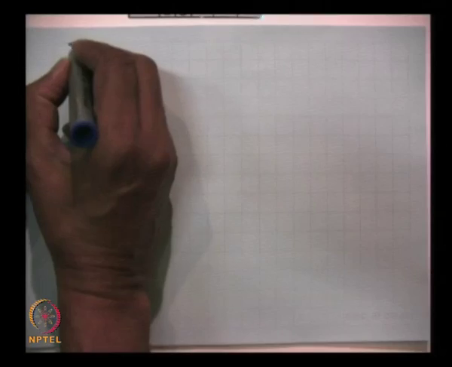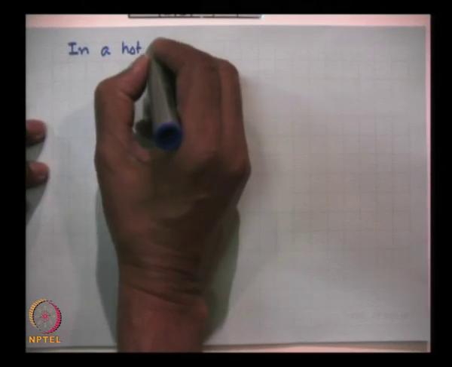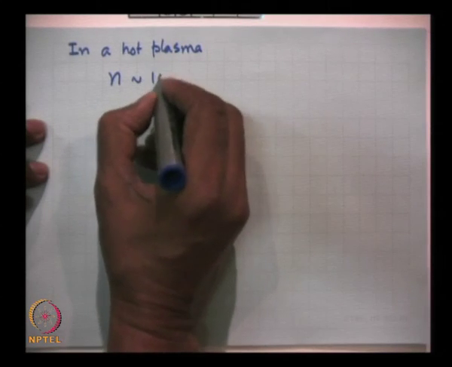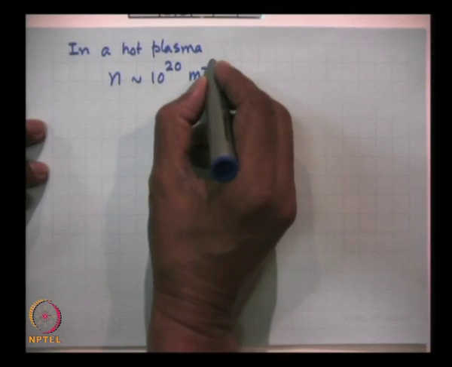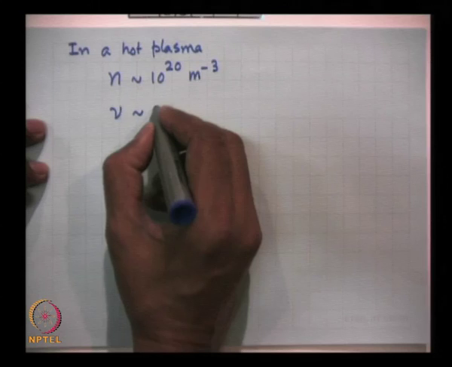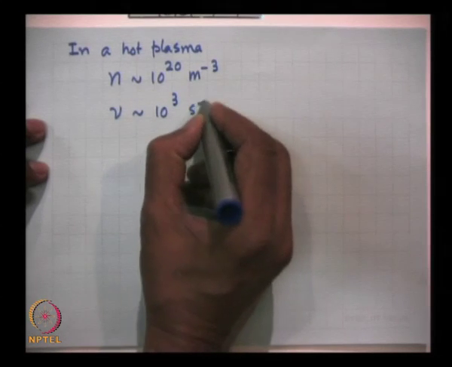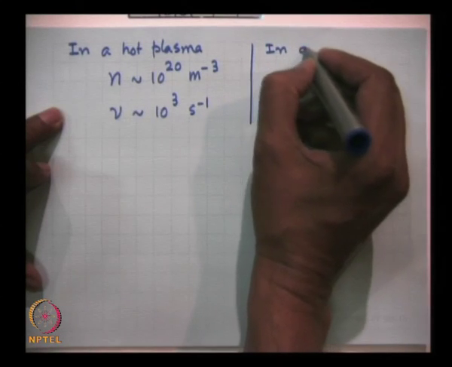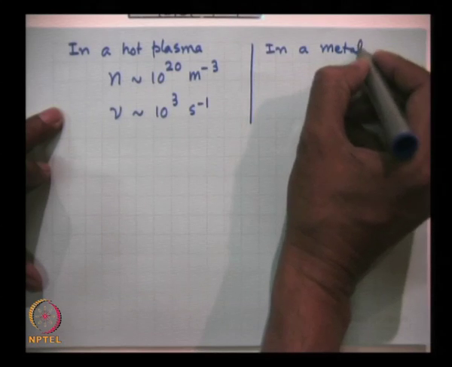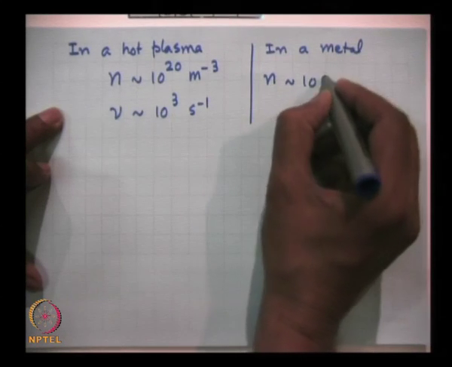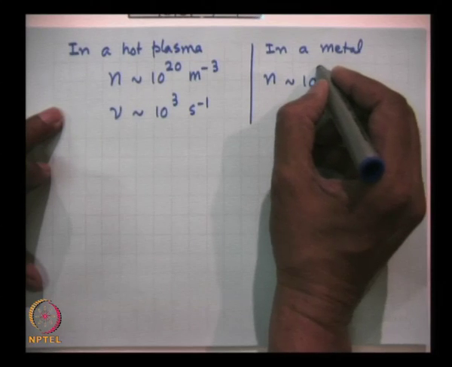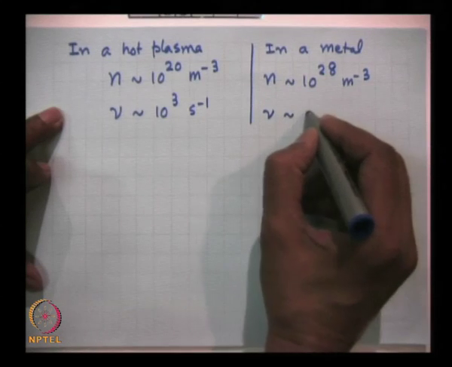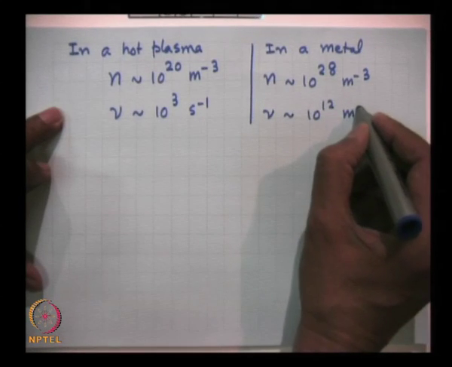So, in a hot plasma, if I have density of the order of 10 to the power 20 per meter cube, collision frequency of the order of 10 to the power 3 per second, and in a metal like gold or silver, electron density is of the order of 10 to the power 28 per meter cube, collision frequency is 10 to the power 12 per second.